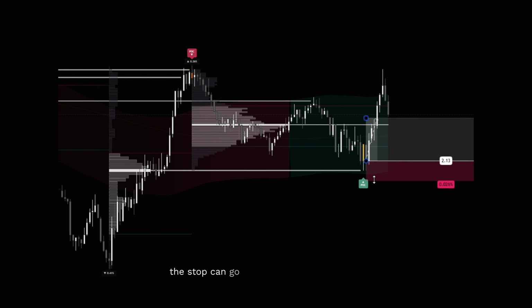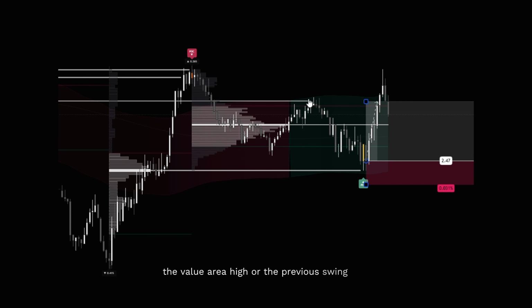The stop can go below the rejection candle or below the node area. The target can be the next volume node, the value area high, or the previous swing high. What you do not want is a target that ignores the next major profile level. The node breach engine helps you trade from node to node instead of guessing random targets.